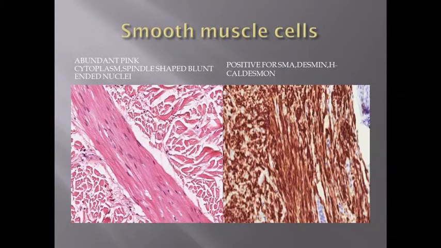Now, when coming to smooth muscle cells, as I said, they have abundant pink cytoplasm and blunt-ended nuclei or cigar-shaped nuclei, as has been described very famously in all our pathology textbooks. As you can see here, the nuclei have quite sharp, blunted ends, and the cytoplasm is plentiful. When stained with immunohistochemical stains, they stain strongly with smooth muscle actin and H-caldesmon. So that is for smooth muscle cells.